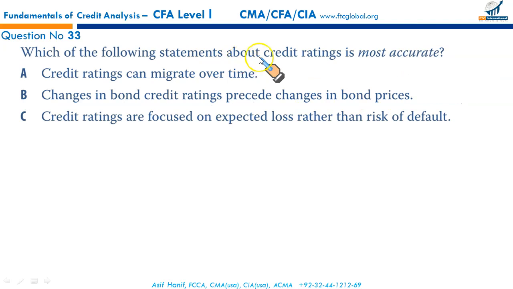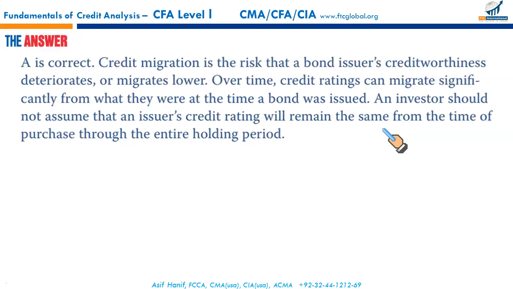Next, which of the following statements about credit ratings is most accurate? Credit ratings can migrate over time. That is absolutely true. Changes in bond credit ratings precede changes in bond prices. This is totally in opposite order. It should be that bond price changes precede the changes in the ratings. First the prices of the bond change, then the rating is revised, not the other way around. This is wrong. Credit ratings are focused on expected loss rather than the risk of default. That's wrong again. They are focused on risk of default. Next.